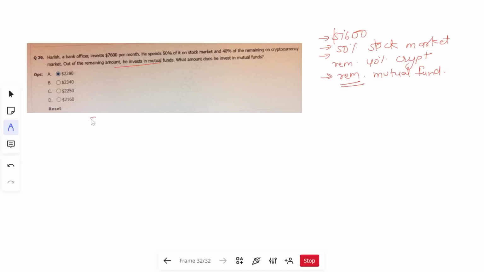See, first of all, 50% of the amount that we had, which is 7,600. This is the amount that he is spending on stock market, because that is given to us initially. 50% of 7,600 will be how much? 50 by 100 into 7,600. This is going to sum up to 3,800. So this much he is left with after investing in stock market.